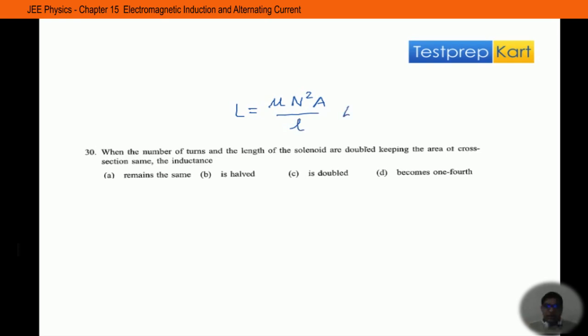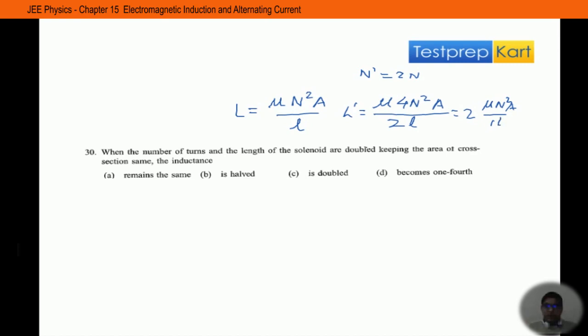Now in this case it is saying that the number of turns is doubled and length is also doubled, keeping area constant. So if the number of turns is doubled, then (2N) whole square, then it would be 4N square into A, right? Because N dash is equal to 2N as per the question. Okay, and the new length is also twice the previous one, so this is 2L. So from here we'll get 2 mu N square A over L.